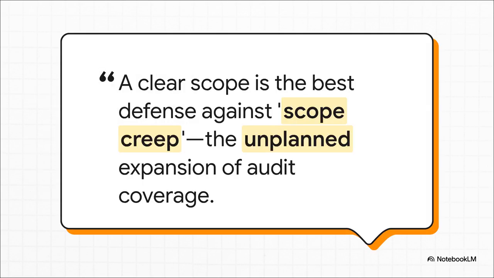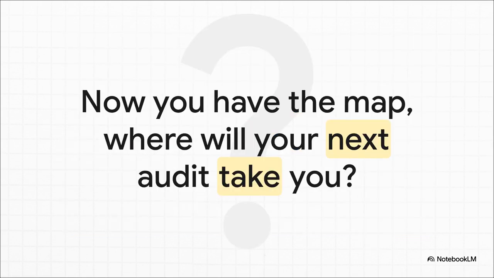Let's just hang on this for a second because it's so important. Scope creep, that unplanned, uncontrolled expansion of what you're looking at, can absolutely derail an audit. A clear, agreed-upon scope is your single best defense. It's the shield that keeps your engagement on track, on time, and on budget. So I'll leave you with a question to think about for your own work. Now that you have the tools to build the map, where is your next audit going to take you?